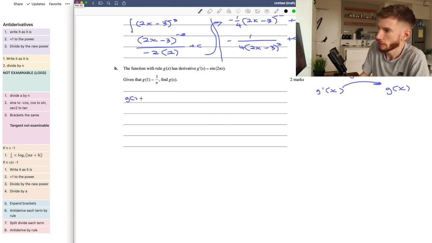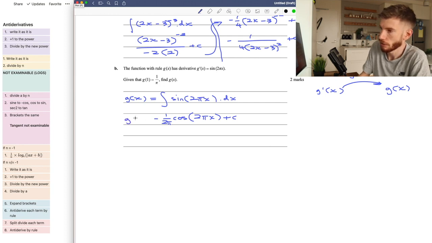So g of x is going to equal the antiderivative of sine of 2 pi x. Now this one is a circular function with respect to x. I should have put dx on that one as well, actually. And so this one here, we go, all right, sine becomes cosine, but it flips into a negative, right? And then we also divide by the coefficient of x, which is 2 pi. So 1 out the front divided by 2 pi. Sine becomes a negative cosine. There we go, and then the brackets stay the same, like that. But remember, we have that plus c.